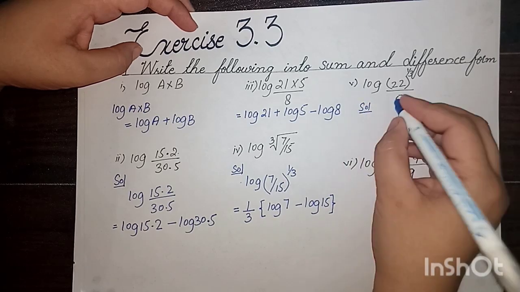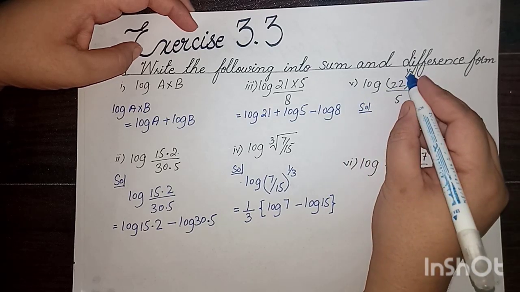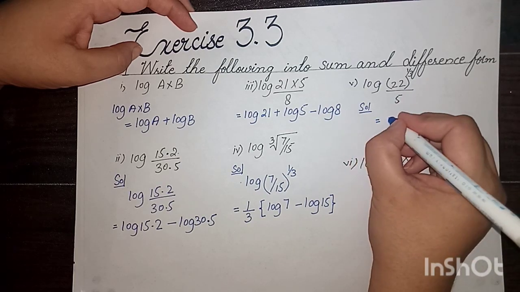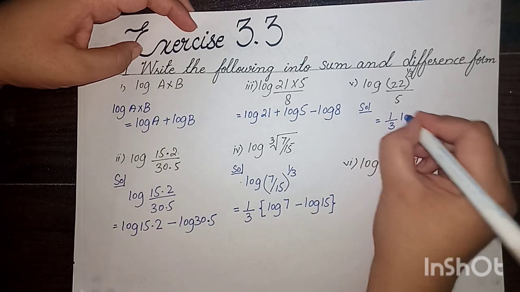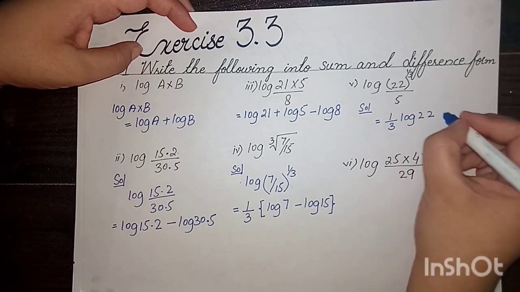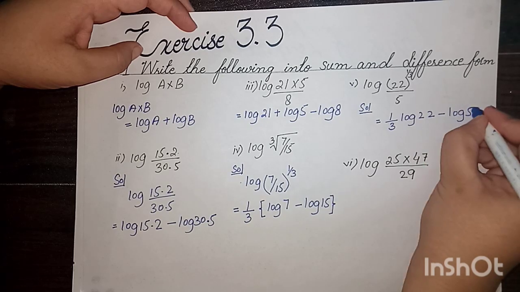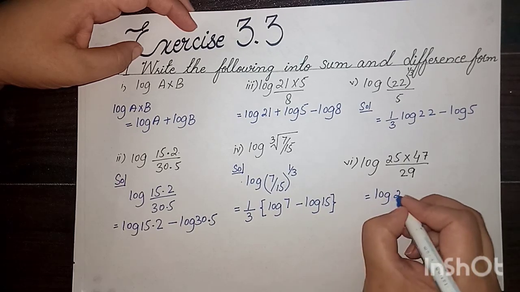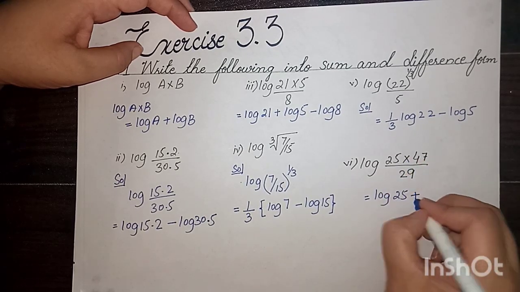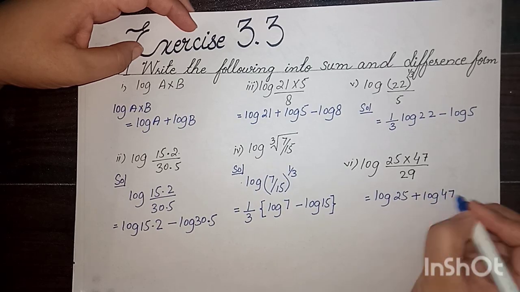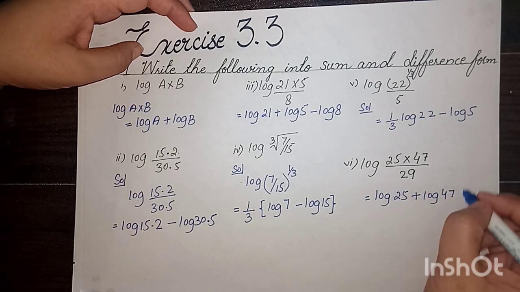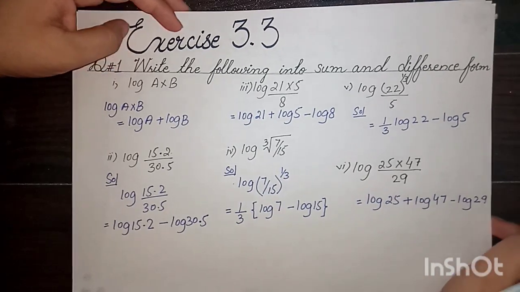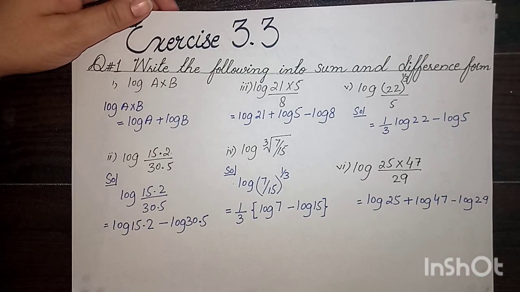Next question is log of 22 to the power of 1 over 3 divided by 5. By using the power rule, I will write 1 over 3 log of 22, then minus log of 5. Then this is equal to log of 25, multiplication converts into plus, log of 47, and division converts into minus. This is equal to log of 29. So this is our question number 1.